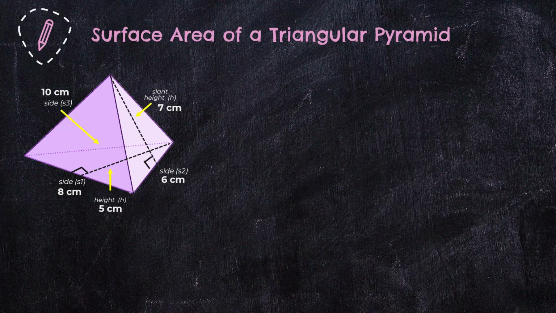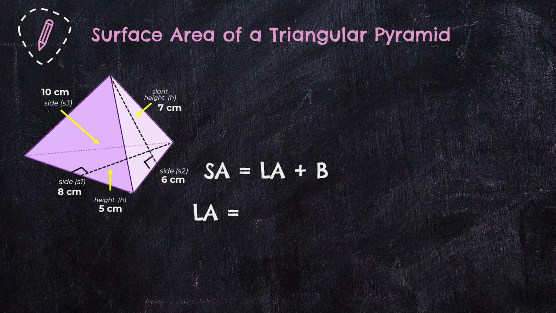So to find its area, all you have to do is to find first the area of the lateral faces added to the area of the base. To find the area of the lateral faces, since these are triangles, all you have to do is to multiply the base by its height. So let's have first the side 1, which is 8 centimeters.